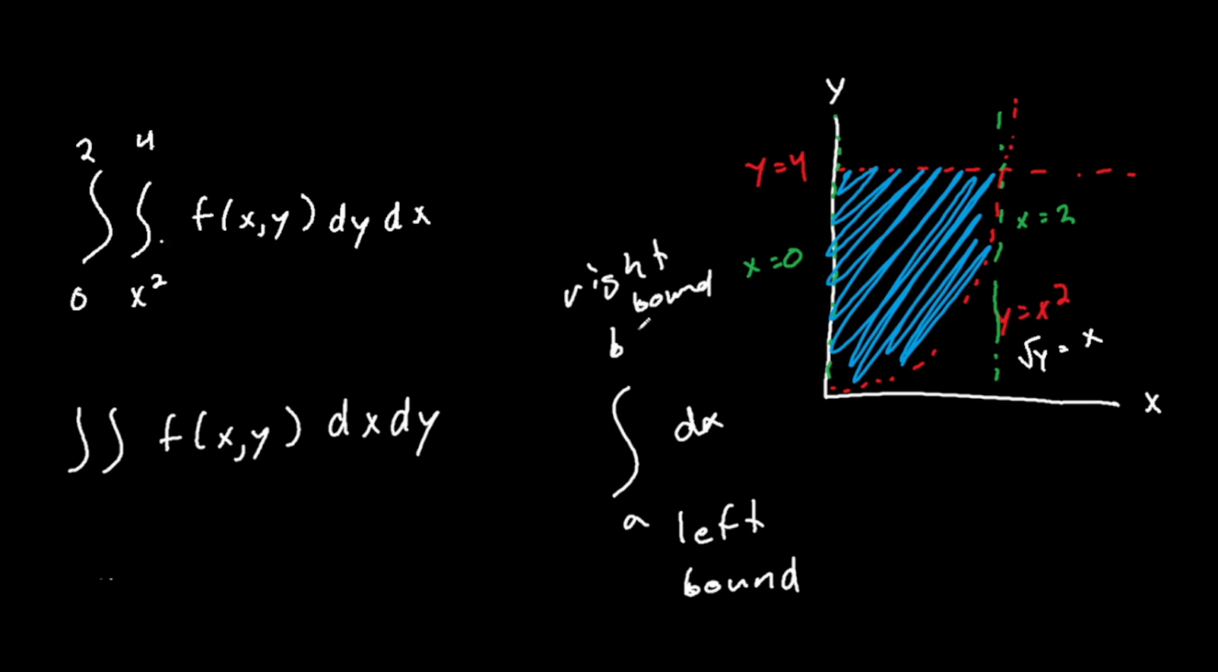Now that we have square root of y as the rightmost boundary, the rightmost boundary goes at the top of the integral. So when we're integrating with respect to x, the right boundary goes at the top. So square root of y goes up here. And the leftmost boundary is x equals 0, which is just 0. How about our y boundaries? Well, this region right here only goes up to 4 and only goes down to 0. So our y bounds are just 0 and 4.